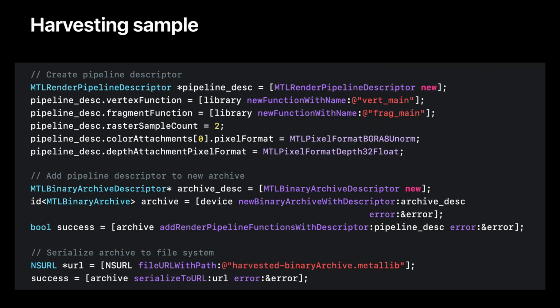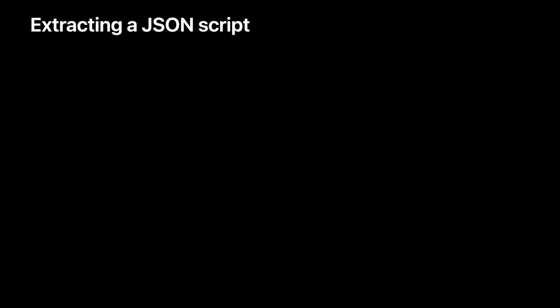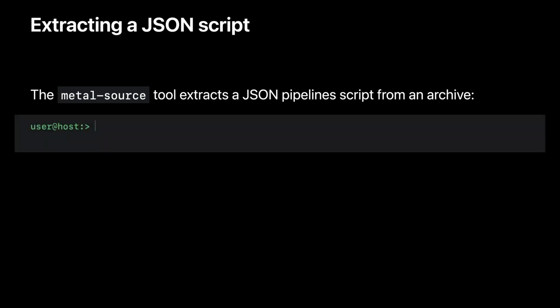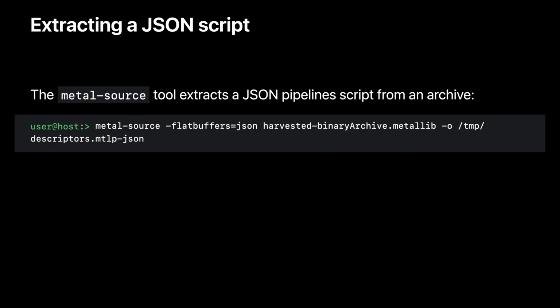The Metal 3 runtime stores your pipeline descriptor alongside the GPU binary. Now I'll show you how to extract them. Metal source allows you to extract your JSON pipeline script from an existing archive. This is handy for migrating your binary generation from runtime to app build time. Just invoke Metal source with the flat buffers and output directory options. The result is a pipeline script file which you can edit to generate additional binaries.